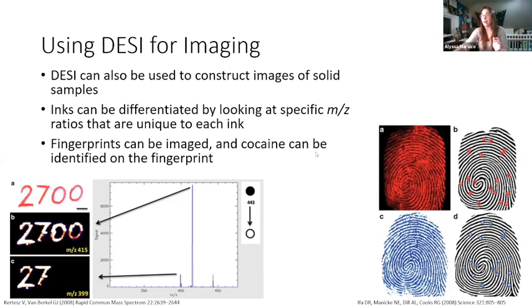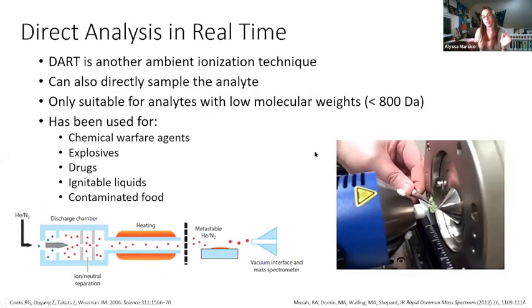Another cool mass spec technique is DART. This is direct analysis in real time. And much like DESI, you literally just hold something up to the inlet of your mass spectrometer, it sucks some of your sample in, and you get a mass spectrum. In this case, there's no solvent. You're not spraying it with anything. It's literally just a combination of heat and the vacuum from the mass spectrometer that will draw your sample in.